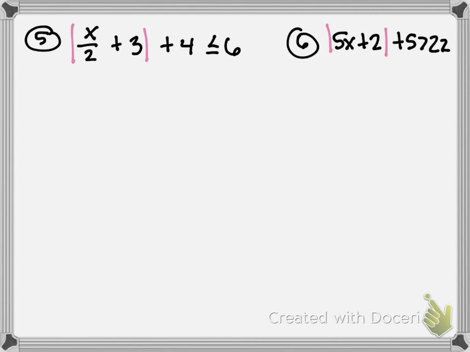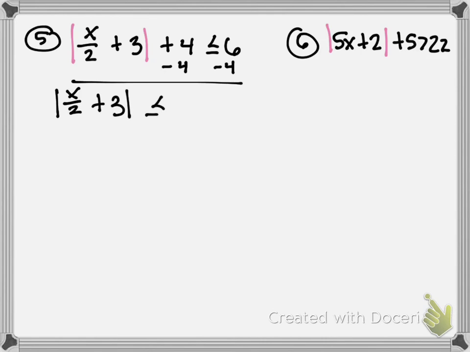Okay. 5 and 6, again, look a little funky because there's operations happening inside the absolute value sign. So start by subtracting 4. Absolute value of x divided by 2, plus 3 is less than or equal to 2. All right, so write down exactly what you see without the absolute value sign. Write it down, flip your sign, and your negative answer.